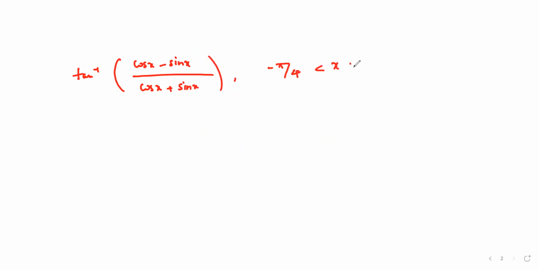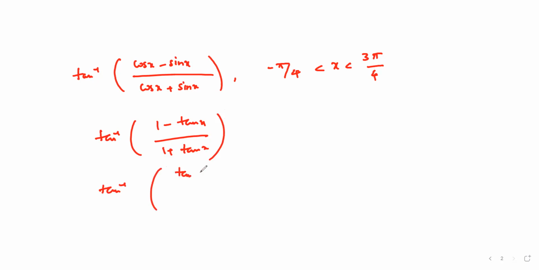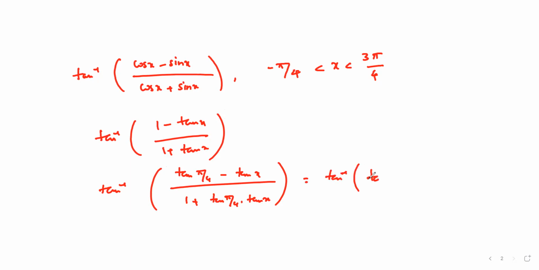Minus pi by 4 less than x less than 3 pi by 4. Again, you have to simplify it into the smallest form. So this will be tan inverse of 1 minus tan x by 1 plus tan x. I have already given you how to write this. So this will be tan of pi by 4 minus tan x by 1 plus tan pi by 4 into tan x. That is nothing but tan inverse of tan of pi by 4 minus x. That is nothing but pi by 4 minus x. Right?